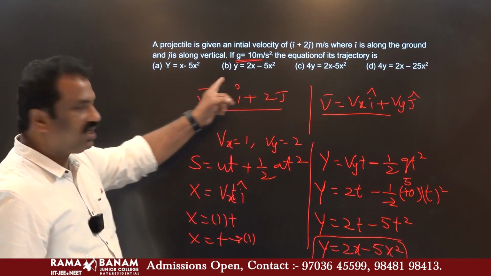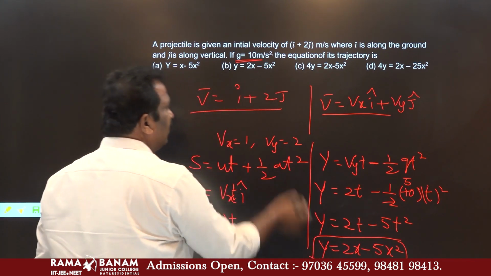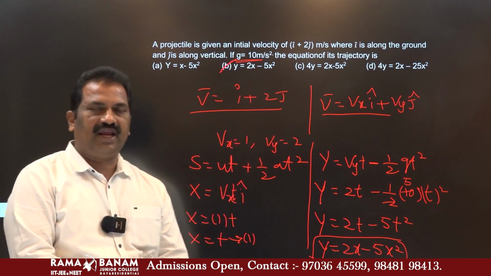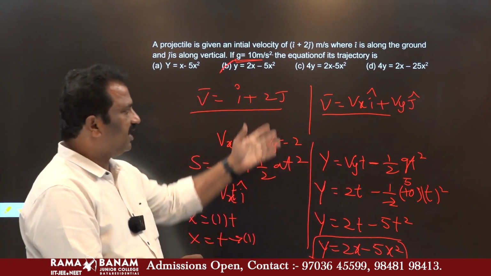So here the options A, B, C, D are given, and the answer to the question is the second option. This is the way to find the solution in vector manner.